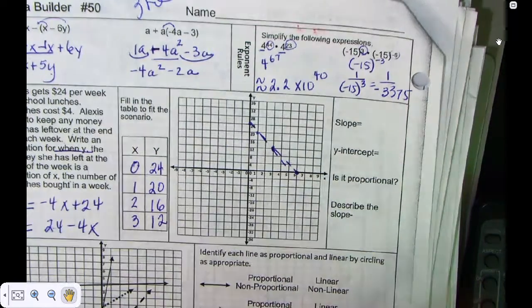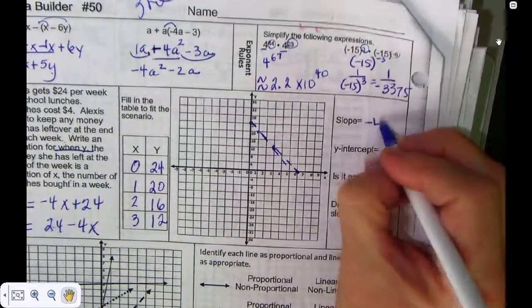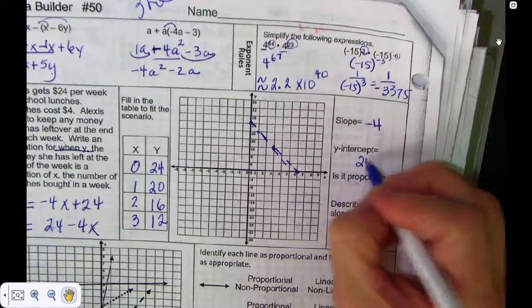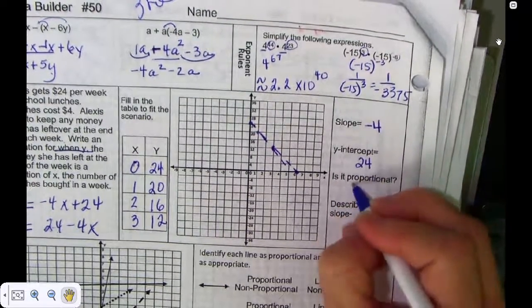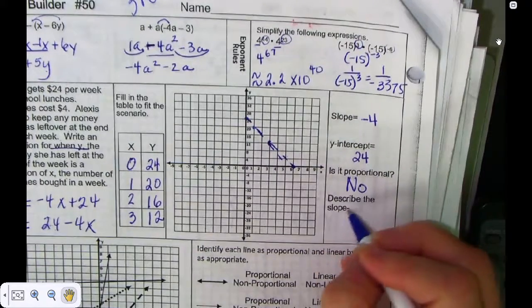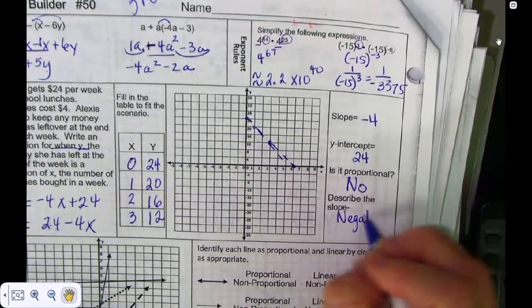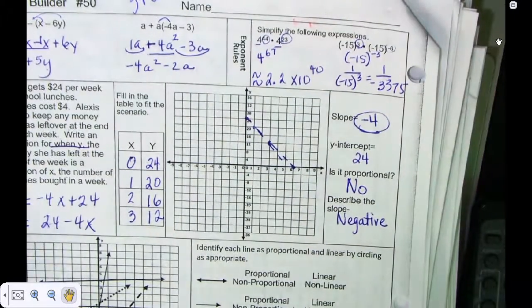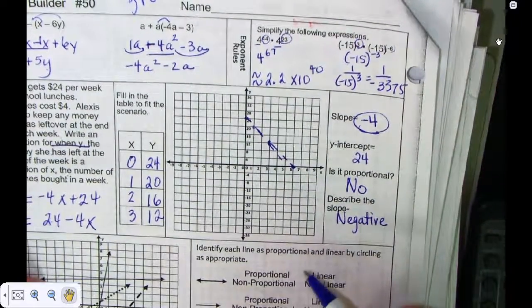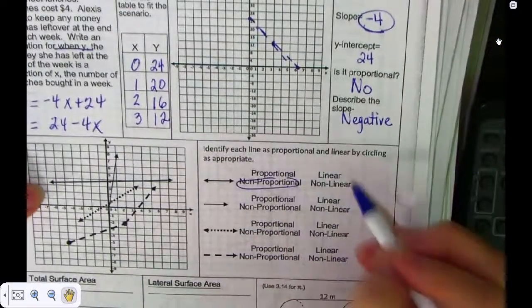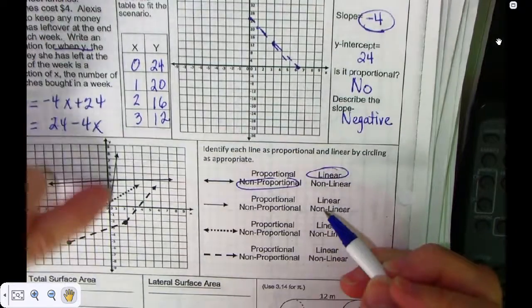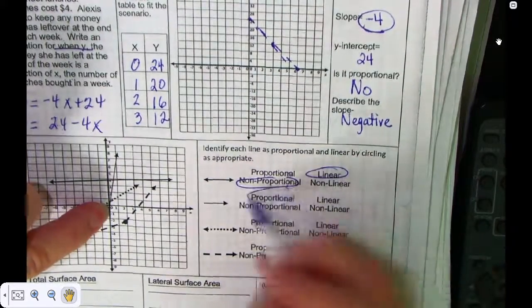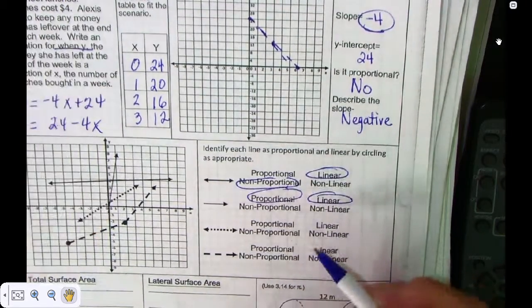What's the slope? -4. What's the y-intercept? 24, or 0, 24. Is it proportional? No. What's the slope? Negative, because 4 is negative. Okay, on the next one, the bold line. Non-proportional, linear. The thin line right here. Proportional, linear. Okay, I'd like to hear everybody.